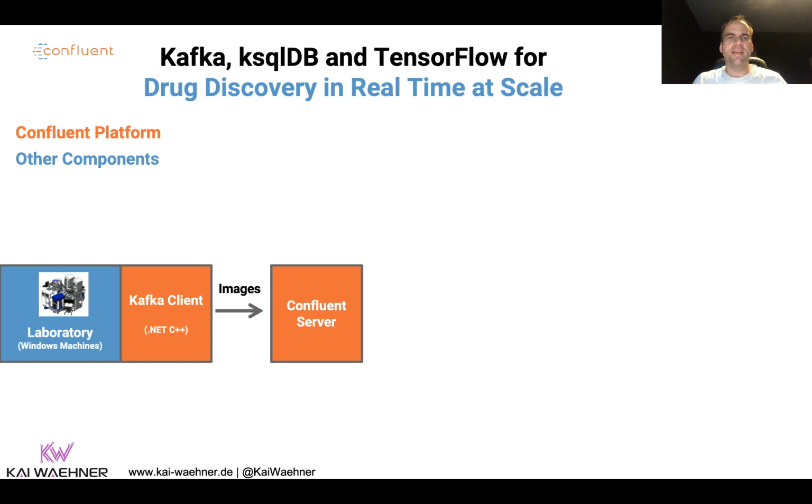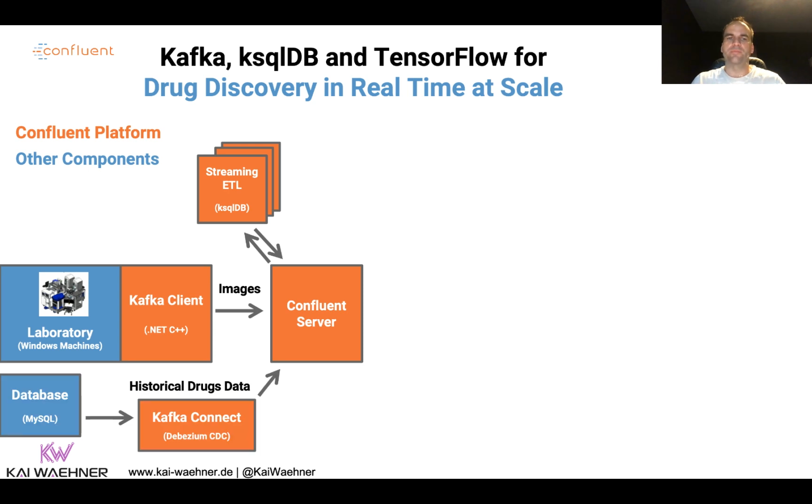And therefore, let's take a look again at this drug discovery example for image processing. In this case, we have the labs, which are often Windows machines, right? So you need something like .NET or C++ to integrate. And then we can send the images to the Confluent server, where then you do some more processing of the data, like filtering, like aggregating, calculating the metadata, or doing other processing. Often this is combined with other information.